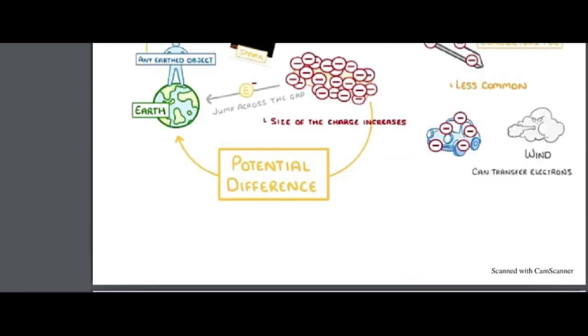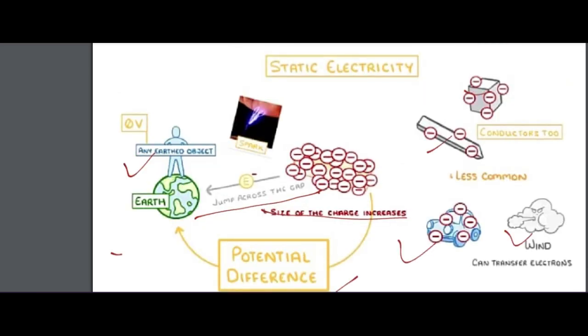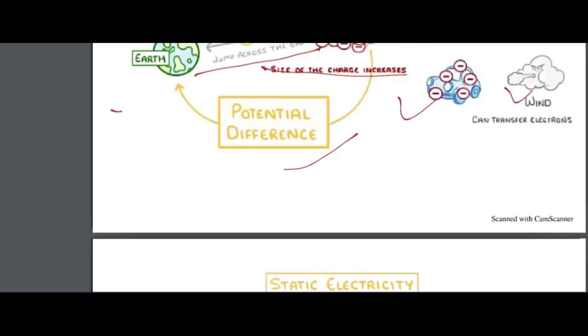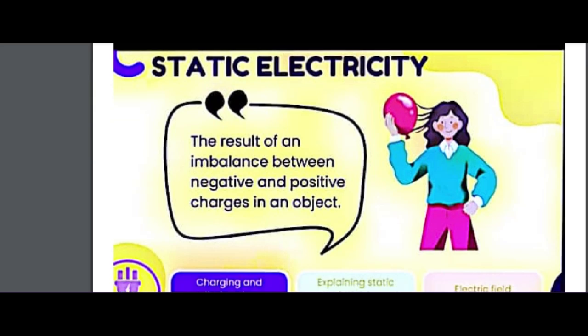Any question? No. So these are the earth, any earth object, and the jump across the gap, and the size of the charge increases as the potential difference increases. This is a charge, this is a wind, and I just gave you the example. Static electricity, and we feel it now. Now let's go through the basic ideas of static electricity again from daily examples. It is the result of an imbalance between negative and positive charges in an object, and that imbalance of charge is only shown by friction, not conduction, not induction.